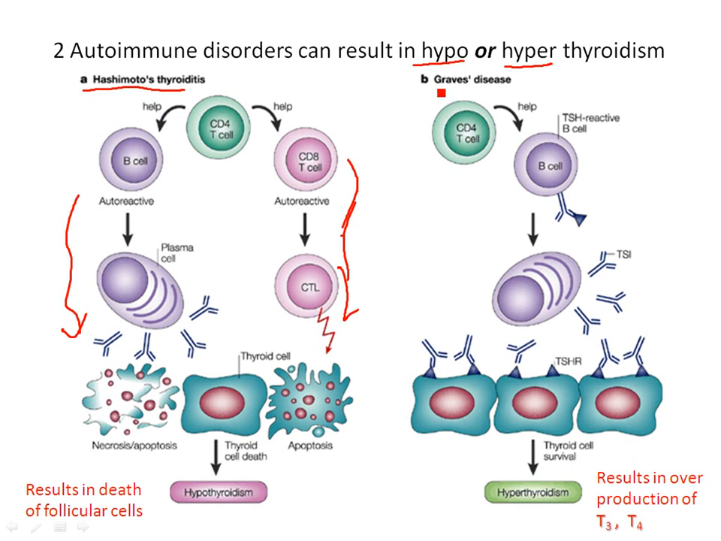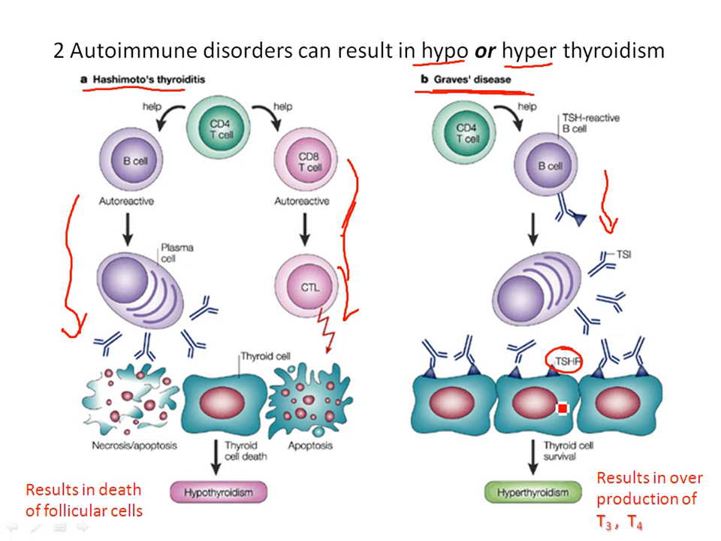Now the other autoimmune disease was Graves' disease, and it had a totally opposite effect. In this case, our immune system is pumping out all these antibodies that act like TSH. They bind to the TSH receptor, tell the thyroid to produce lots and lots of thyroid hormone, which is an overproduction, hyperthyroidism.